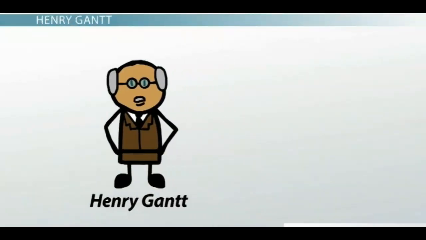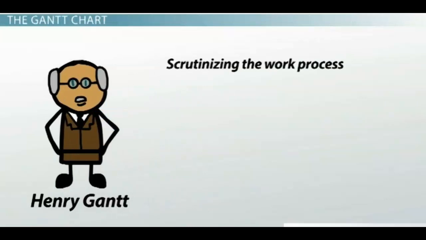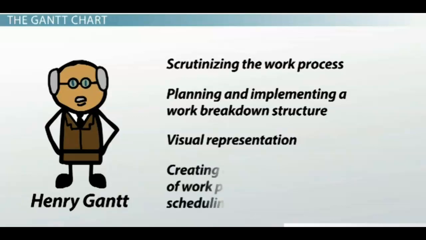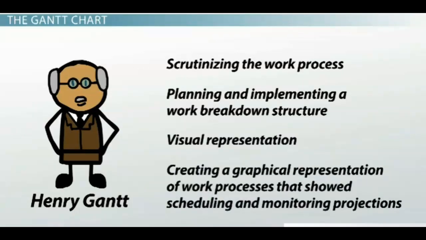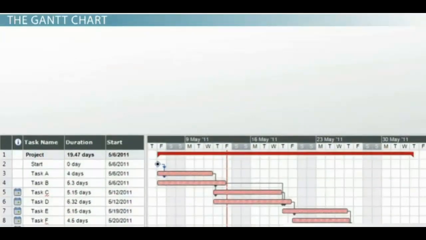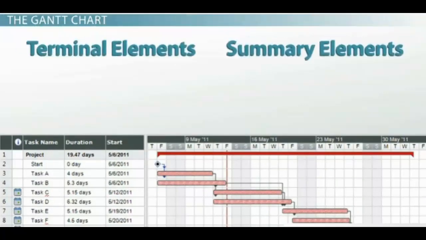As Gantt spent time scrutinizing the work process with the comprehensive goal of planning and implementing a work breakdown structure, he wanted to have a visual representation of what was actually occurring over the course of a project. Specifically, Gantt focused on creating a graphical representation of work processes that showed scheduling and monitoring projections.